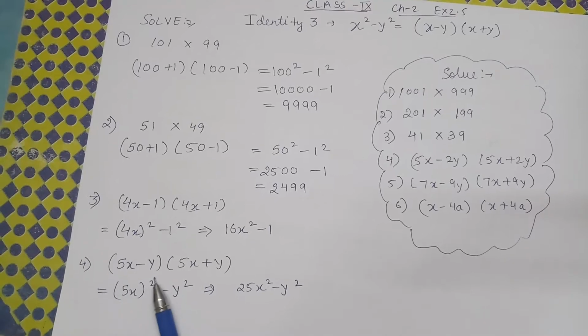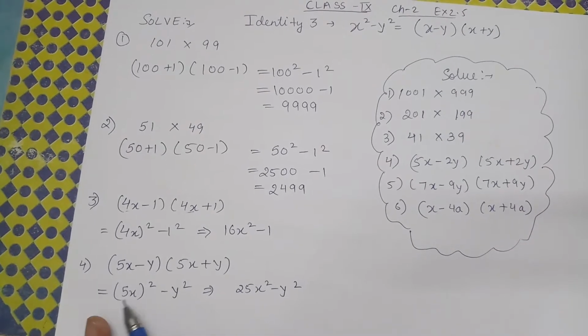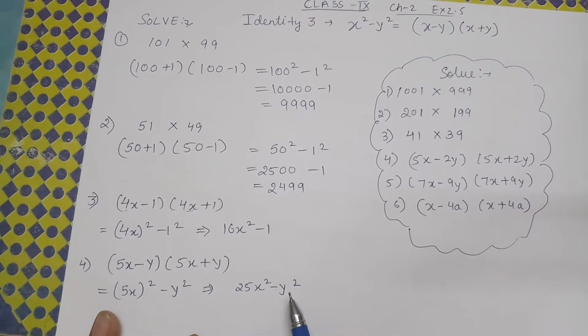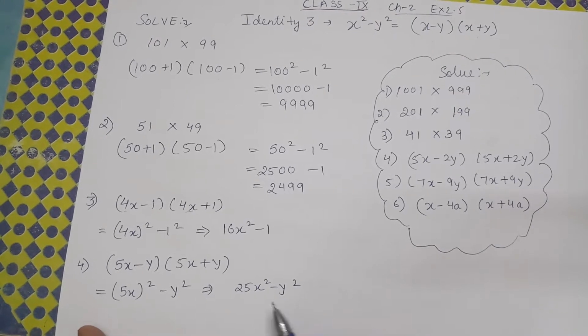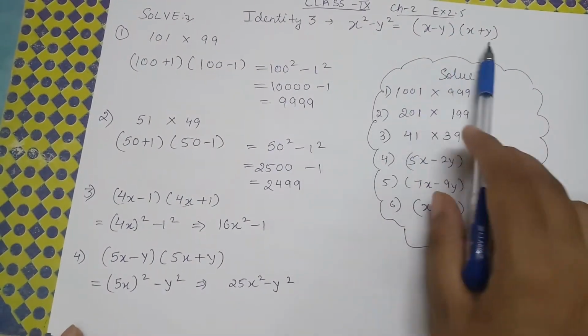We have (5x − y)(5x + y). This will become first term square minus second term square. 5x square, the square is on both the coefficient and variable: 25x² − y². This will not be solved further as both terms are unlike terms. You have to solve these questions using this identity.